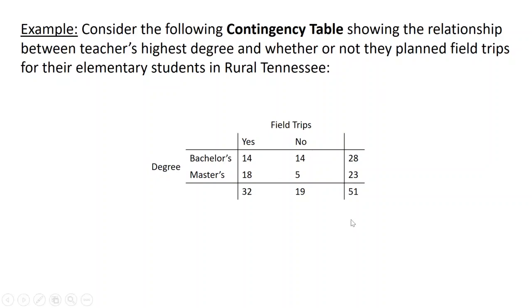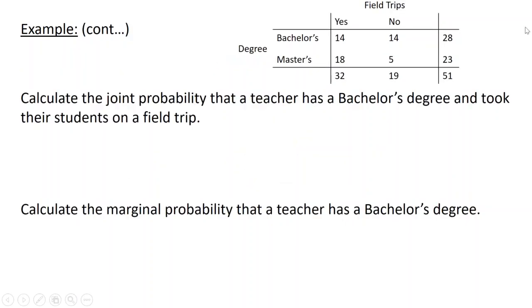And so we looked at some percentages before with the tables that we saw last week, but we could think of probability. If you're going to randomly select a teacher from this sample, what's the joint probability, we call it a joint probability because it's two things happening at once, that a teacher has a bachelor's degree and took their students on a field trip? So I'm going to say bachelor's and field trip. In this case, we have the sample space, so we don't really need to worry about formulas. How many of those were there? There's 14.